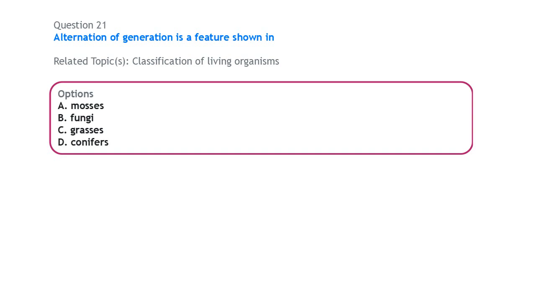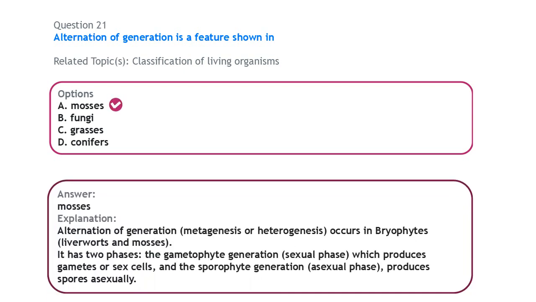Question 21. Alternation of generation is a feature shown in mosses. So mosses undergo alternation of generation, or what is called metagenesis.